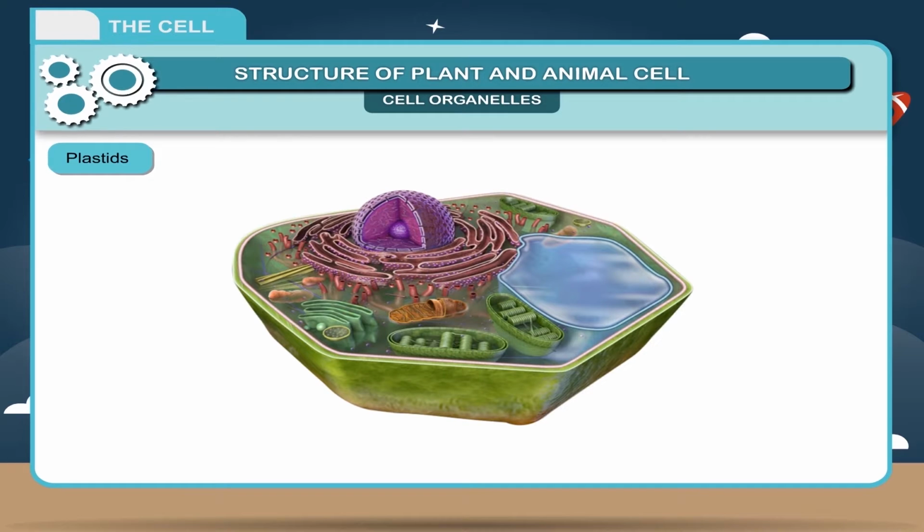Plastids. They occur only in plant cells and are of different colors. Plants use them for storage and manufacturing of food material. They are of 3 types.